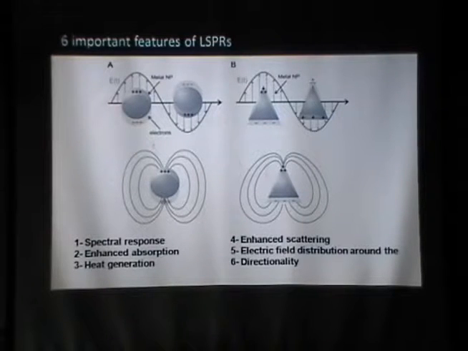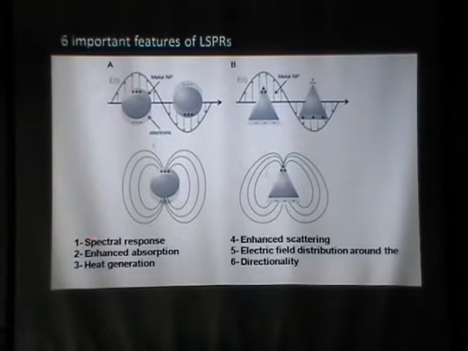So we have electrons that move collectively in these nanoparticles driven by the optical field, and the resonance frequency will depend on many aspects: on the material, on the shape, on the size, and on the surrounding medium. And those resonances have 6 main features that will determine the possible applications that we can think of. These 6 main features are the spectral response, so if you want the color of the nanoparticle, at which wavelength they are resonant. We saw that there is an enhanced absorption at the resonant frequency. So these nanoparticles, if we illuminate them with the right color, they will absorb a lot of light.